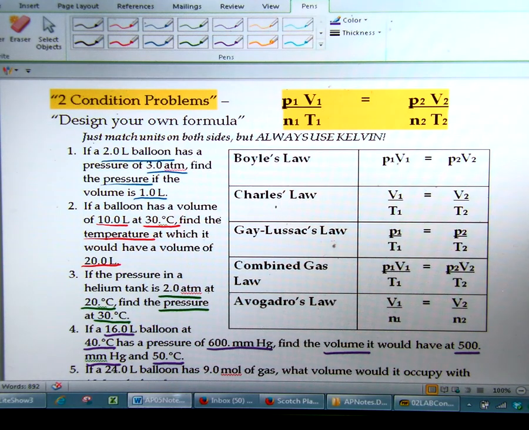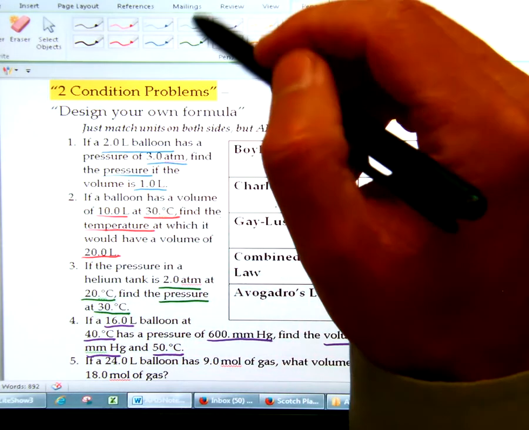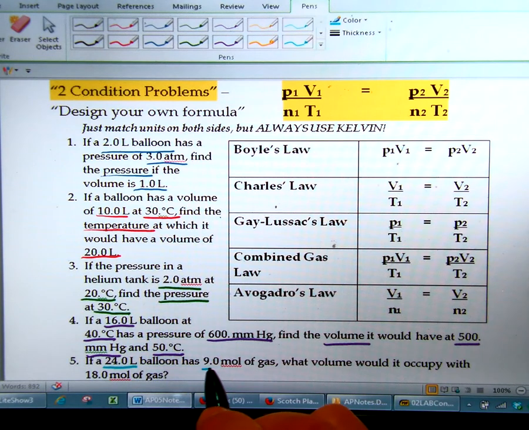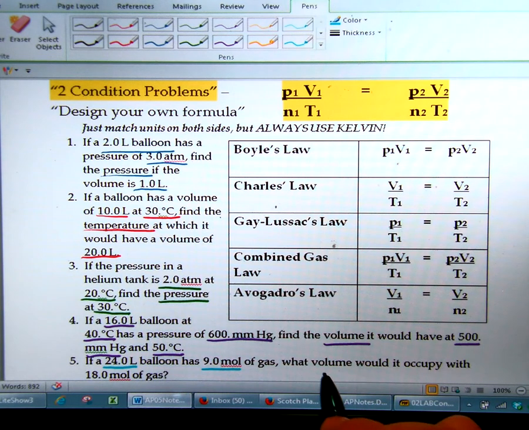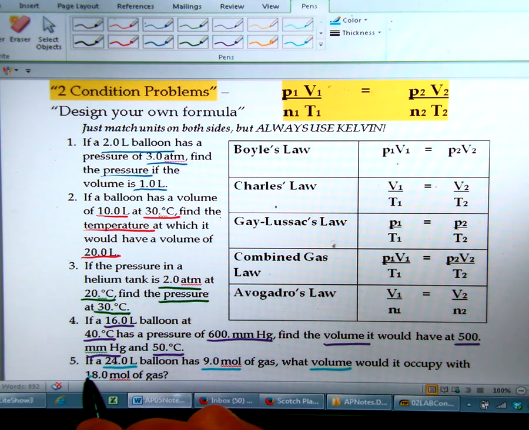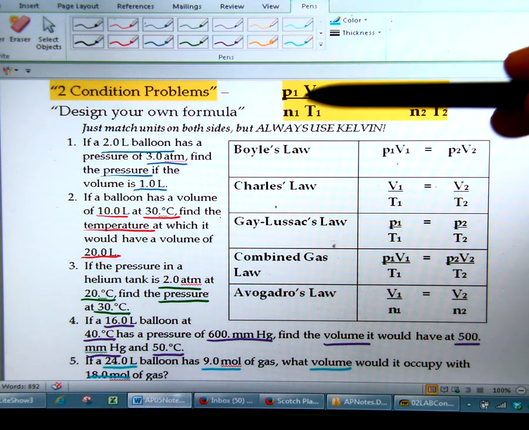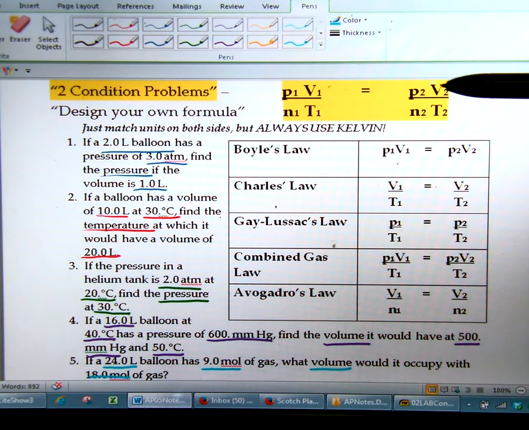And lastly, number 5, you could notice that we have a volume given and a number of moles given, and then a new volume and a new number of moles. So now you're going to design a formula with volume and moles. It's going to be V over N equals V over N.